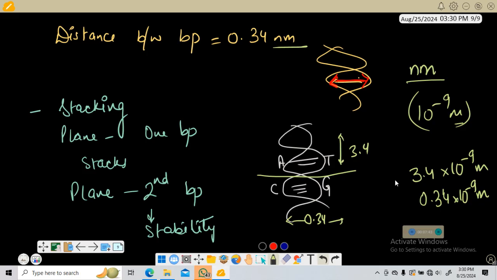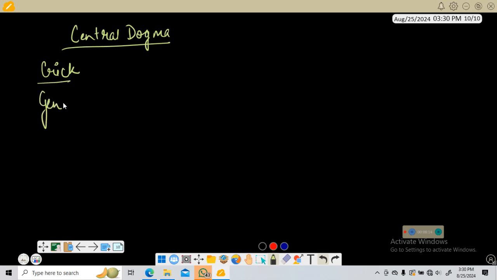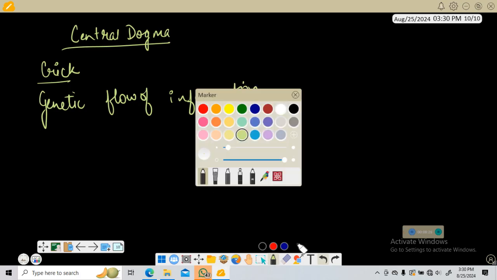Okay, then coming to next, we have the central dogma. Francis Crick proposed the central dogma model, or usually we say Crick. Here he told about the genetic flow of information. Now how is this done?